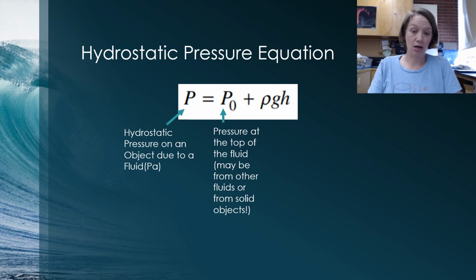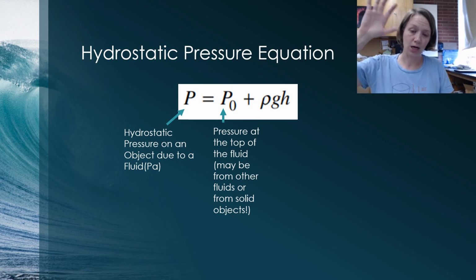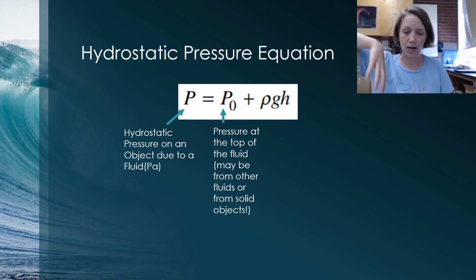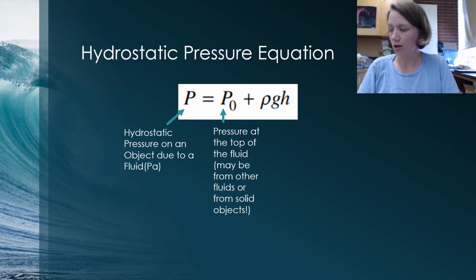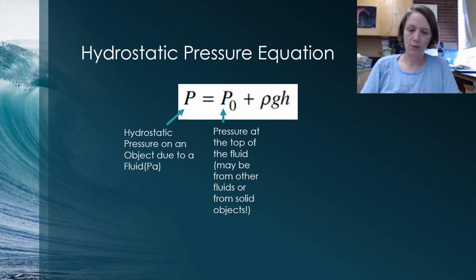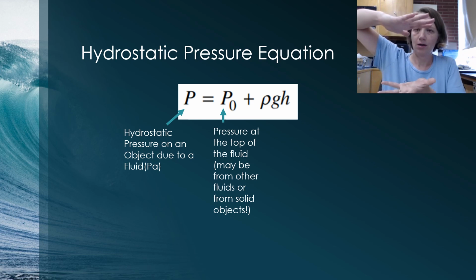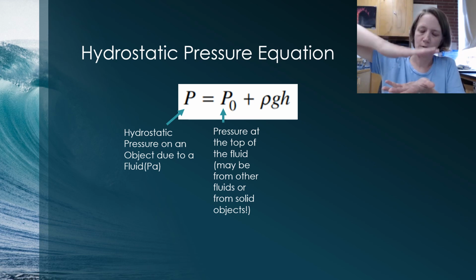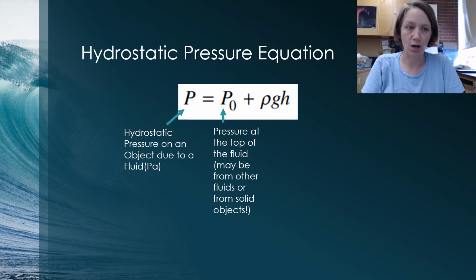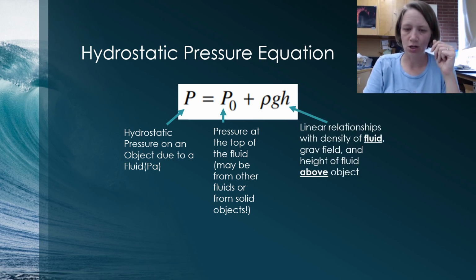This may be another fluid that's on top pushing down, like in that last example where we had air on the top. So you'd have to add the air pressure into everything. Or it could be a solid object that's on top. Maybe you have a piston on top of a container of fluid of some kind, and you're pushing down or pushing up on that piston. That could also be the pressure that we're talking about. So whatever kind of mechanical pressure is on the top, that's P naught. And then these are those 3 relationships that we came up with a few slides ago. We got linear relationships with the density of the fluid, the gravitational field, and the height of the fluid.